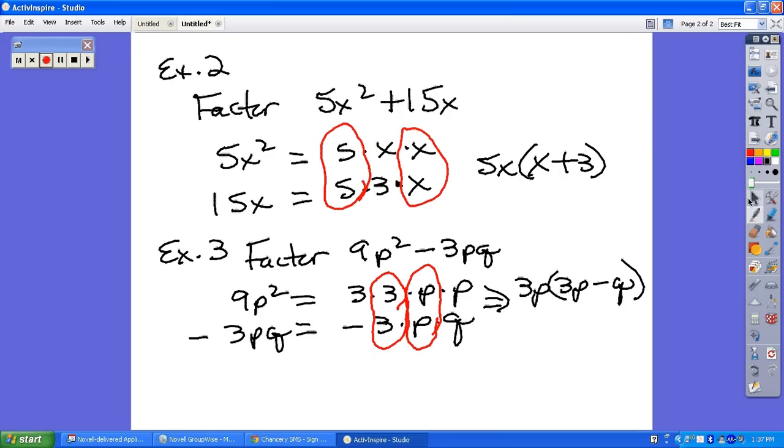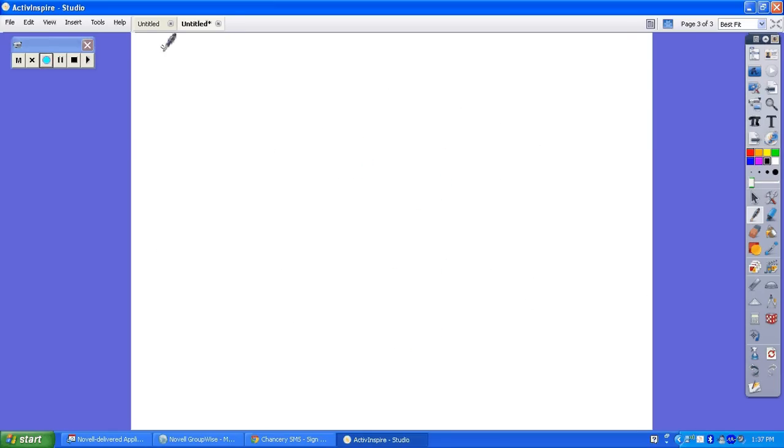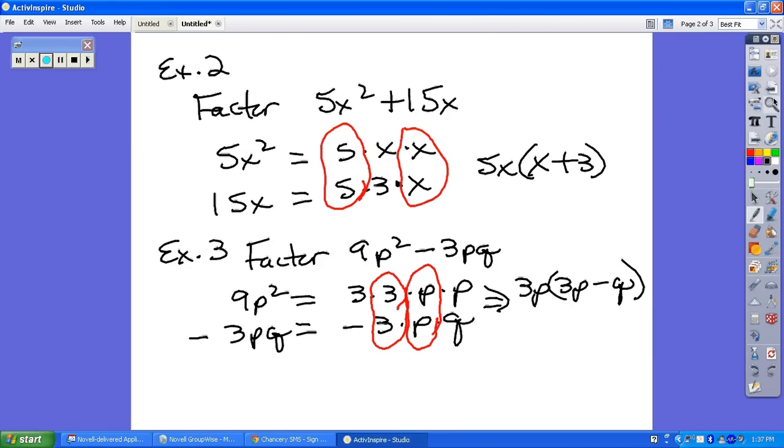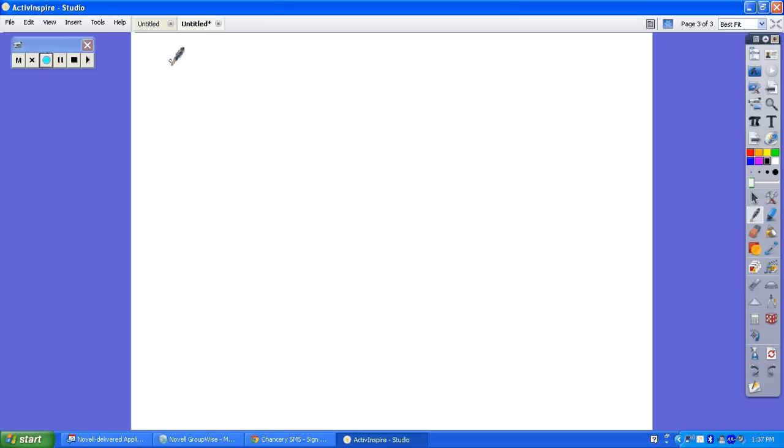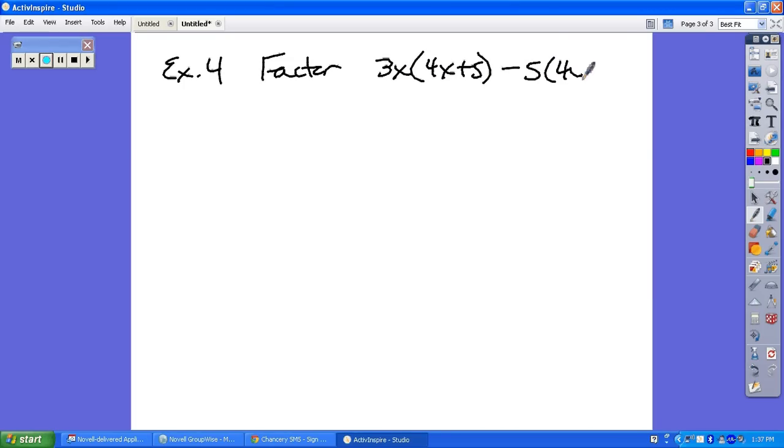And so let's go to a different page. And where were we, I think? Example 3. Okay, we're on example 4, sorry. And so example 4, we're going to factor, and I thought this one was pretty neat. 3x times 4x plus 5 minus 5 times 4x plus 5.